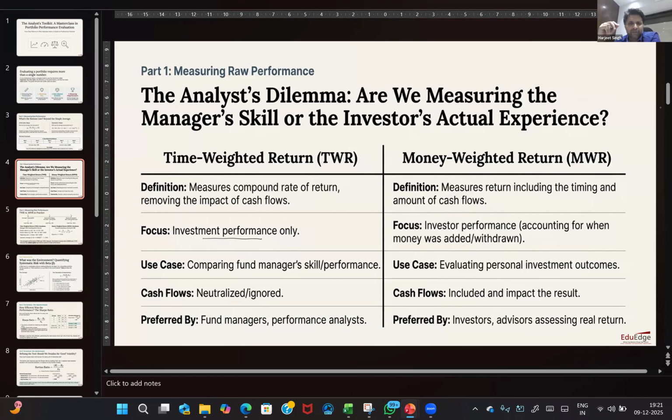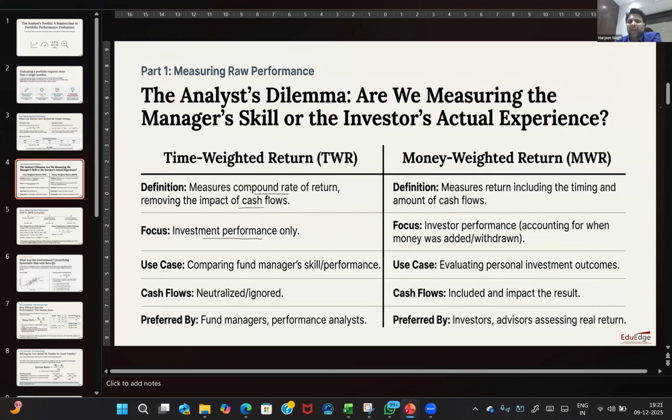Here, the fund manager is not really bothered about when the cash flow is coming. The timing of cash flows is ignored or neutralized, and hence it's preferred as a generic return measure by fund managers or performance analysts to have an aggregated view of how much return the fund earned. So that's time weighted return. Again, it measures the compounded rate of return, but removes the impact of cash flows or the timing rather.